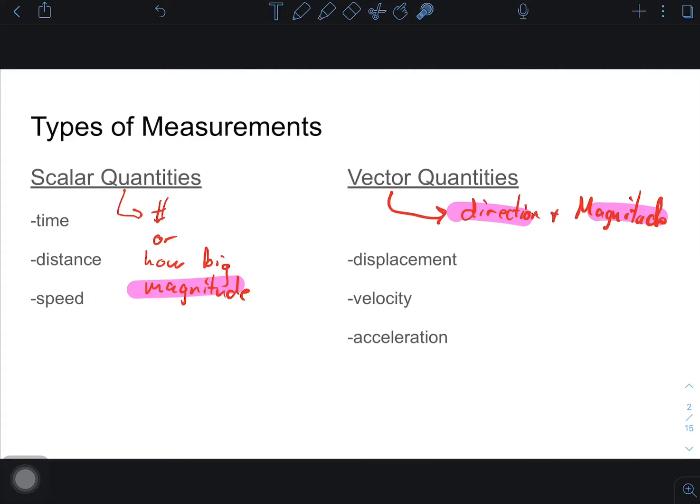So some classic examples are time, distance, and speed. Those are scalar quantities, whereas vector quantities are something that we refer to as displacement, velocity, and then acceleration. These two go together, distance and displacement. And then speed and velocity are also like complements, I guess is probably the better term we should be using.